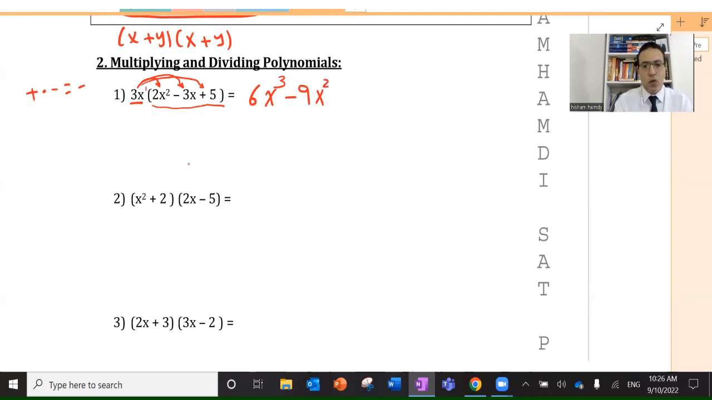9x to the power of 2. Why 2? Because here I have 1, here I have 1. Then plus 3 by 5 is 15x. This is where I multiply one term by 3 terms.